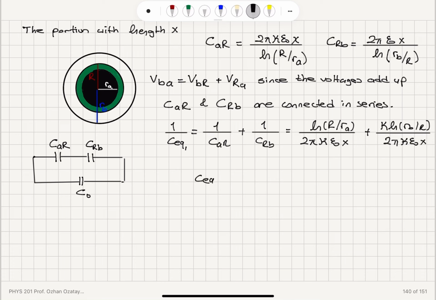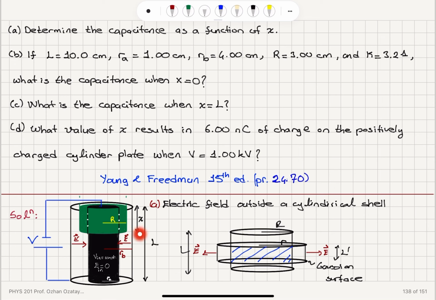So this tells me that the equivalent capacitance of this configuration for only the length, the portion with length x, is 2 pi kappa epsilon 0 x divided by natural logarithm capital R over R sub a plus kappa times natural logarithm RB over capital R. Okay, so this equivalent capacitance that we see here due to this AR and RB, so C equivalent 1, is actually connected in parallel with this capacitance defined by the solid cylinder and the air filled in between the solid cylinder and outside hollow cylinder, so this portion.